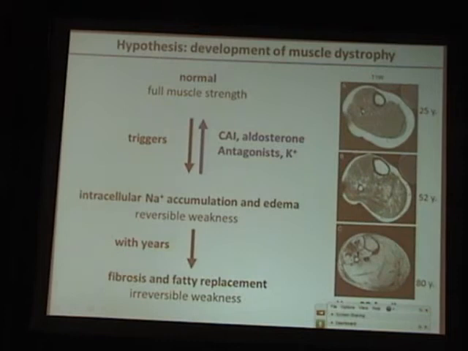But in the long run, if you have experienced many attacks, the amount of sodium inside the muscle, and sodium should not be inside the muscle in a large amount, increases, and this leads by and large in the long run to muscle fiber degeneration, to fibrosis, and to fatty replacement of the muscle fibers. And that's the reason for permanent weakness, especially in the size that is regularly experienced in persons with hypo-PP, but also in hyper-PP.